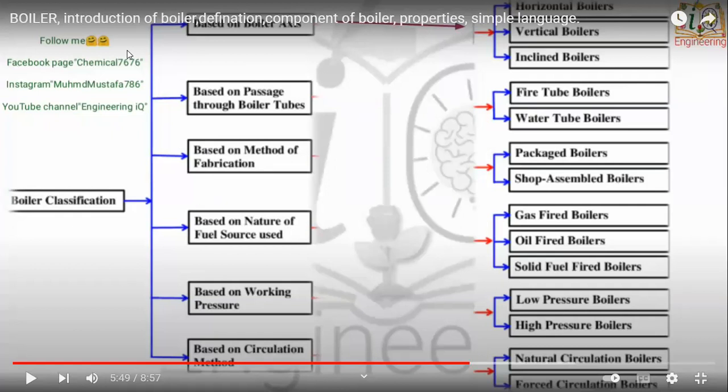So first, based on the boiler drum, the location of your boiler drum, we classify accordingly. That is, based on the boiler position or boiler house, that is horizontal, vertical, and inclined boiler. Second is based on the passage through the boiler tube. Okay, based on the passage through the boiler tube. So on the basis of that, fire tube boiler and water tube boiler are there.